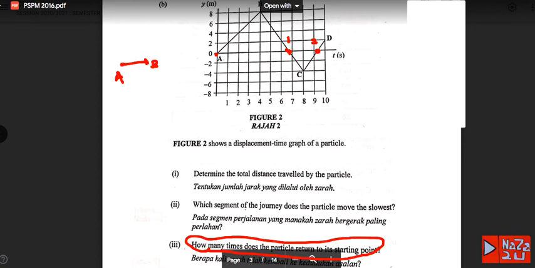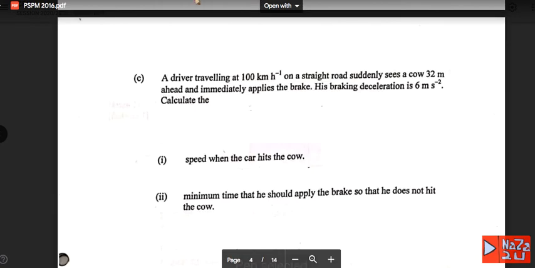Okay, so number C: a driver traveling at 100 km per hour on a straight road suddenly sees a car 32 meters ahead. Immediately he applies the brakes, with a braking deceleration of 6 meters per second squared. Calculate.